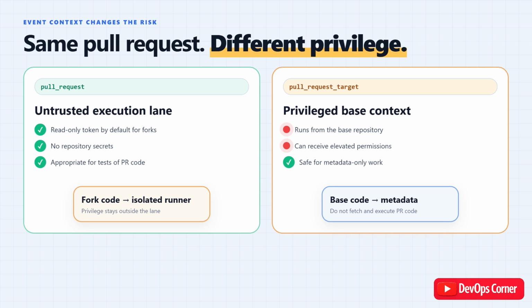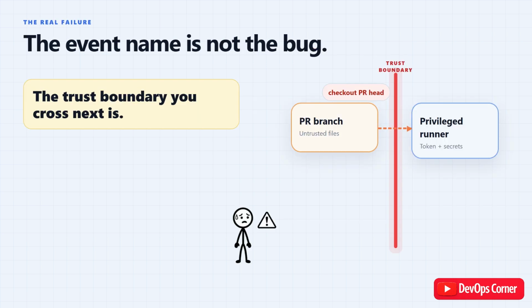Now, pull request target isn't inherently unsafe. It is entirely appropriate and necessary for trusted metadata work, like labeling a PR, but it was never designed to build, compile, or execute untrusted fork code. Using a privileged trigger is not a vulnerability on its own. The event name is not the bug. The trust boundary you cross next is.